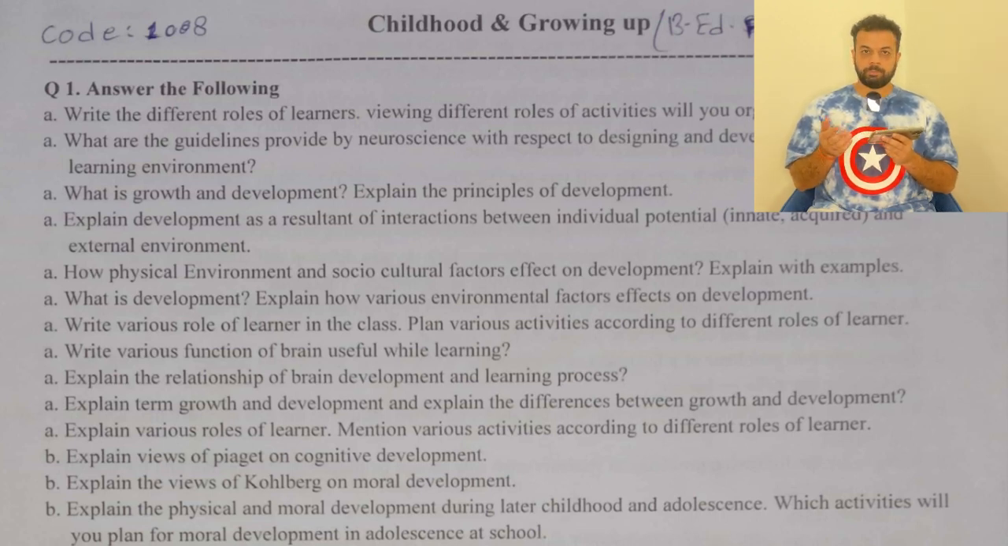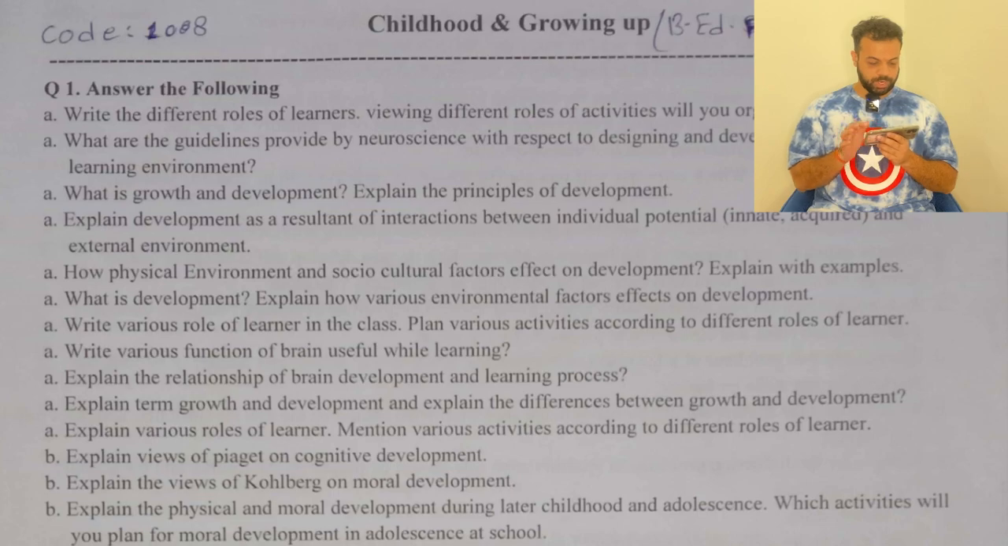Now comes the B part, right? Let's start with the B part, which is: explain the views of Piaget on cognitive development, explain the views of Kohlberg on moral development, right? Next is: explain the physical and moral development during later childhood and adolescence. Which activity will you plan for moral development in adolescence at school, right?